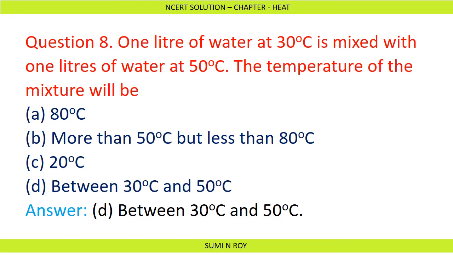So when we mix this, the water particles which are at 50 degrees Celsius will start losing heat, and the water particles which are at 30 degrees Celsius will start gaining heat, and they will stop when the whole mixture comes to an equal temperature. So the equal temperature will be in between 30 degrees Celsius and 50 degrees Celsius. Next question.